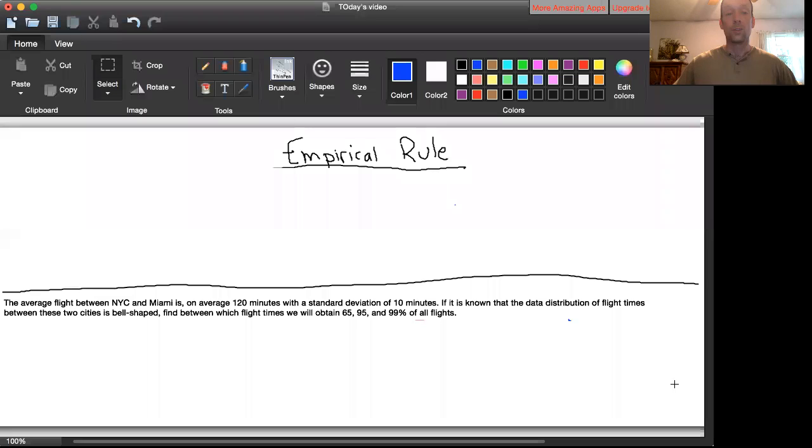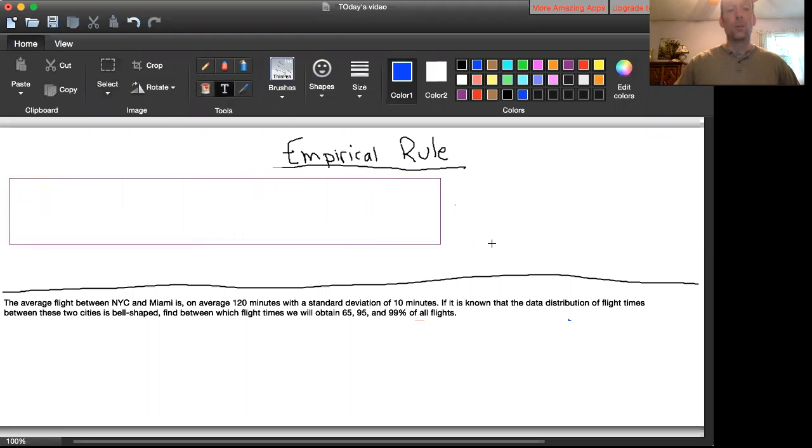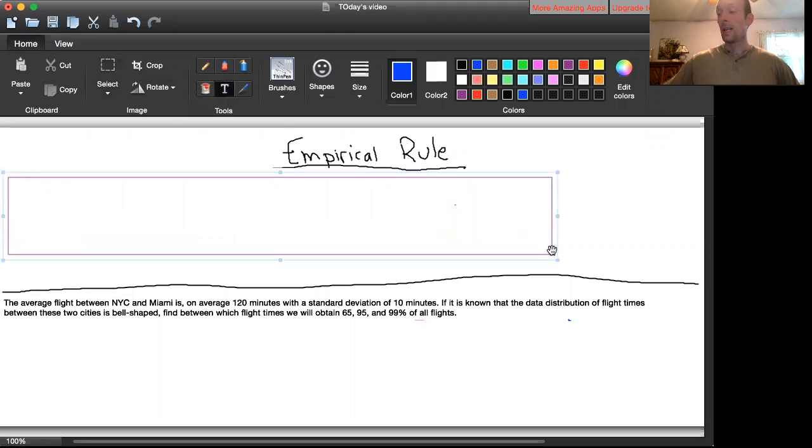So what we're going to do is go ahead and bring up a screen here. We've got an example on the bottom of the screen that we'll get to shortly. What we're first going to do is write in what we need to know to use the empirical rule. So let's go ahead and put in ingredients.